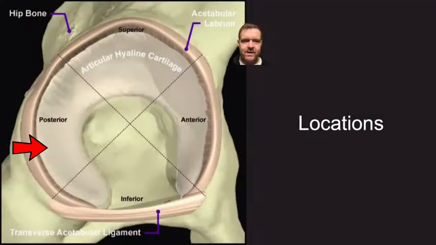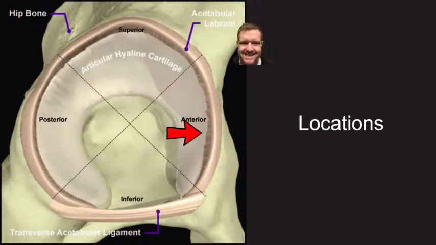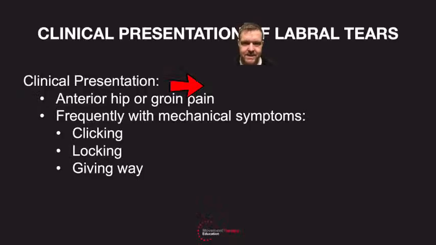Okay, and then these are the locations, so they can be superior, anterior, there's nothing inferior really apart from the edges of the labrum here and here, and then posterior. And the most common area to get them is anterior superior. It's kind of around that region there. Okay, so that's how labral injuries are classified.